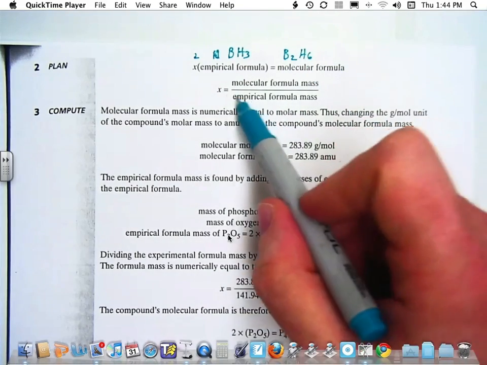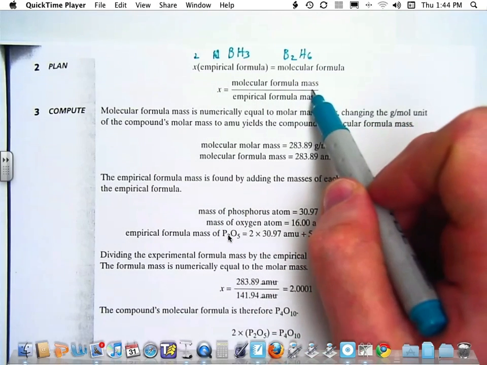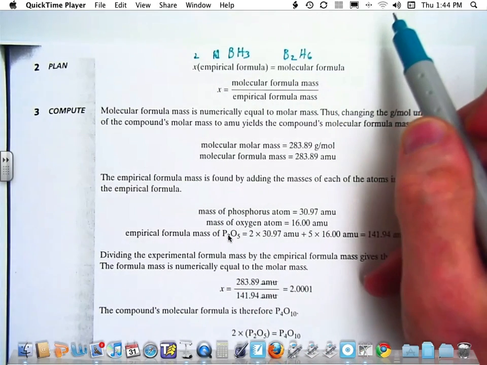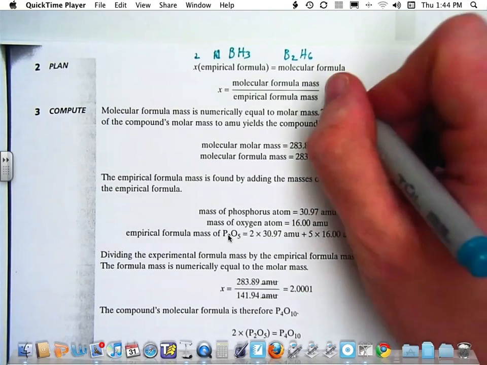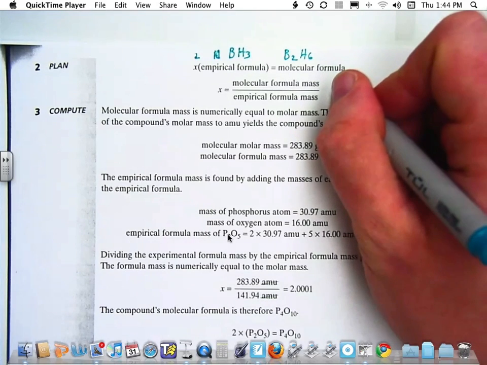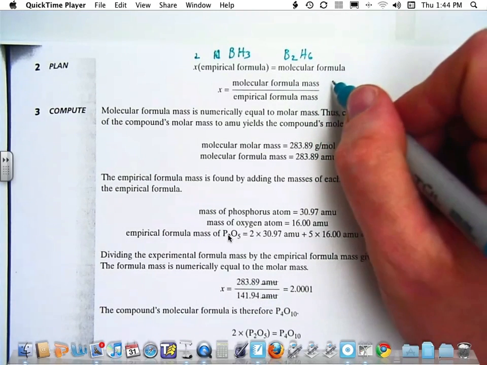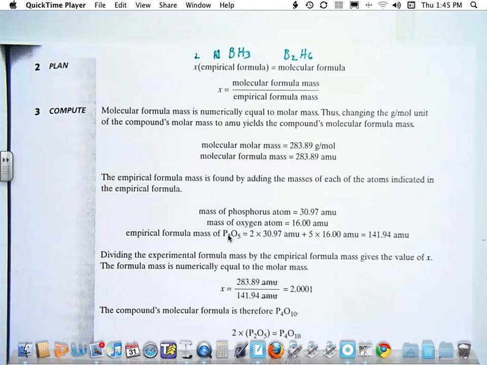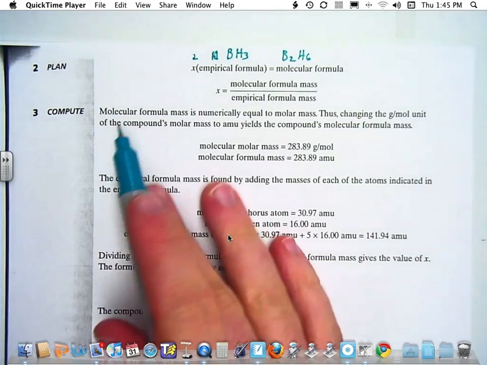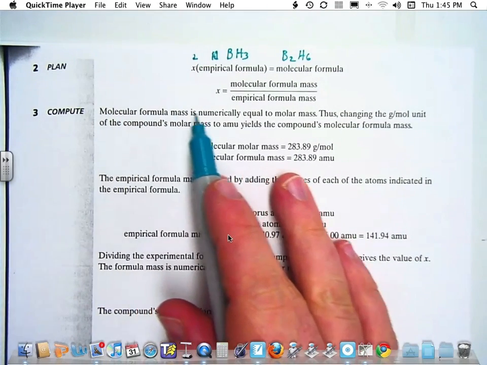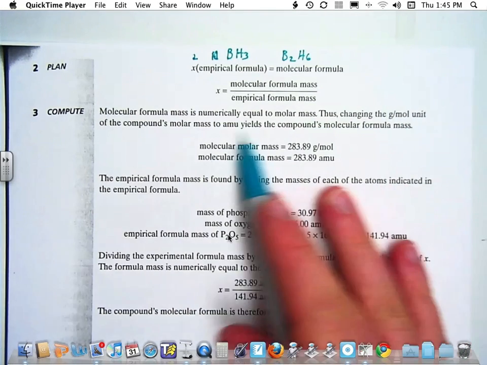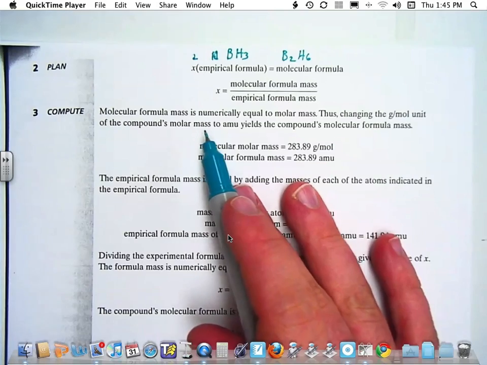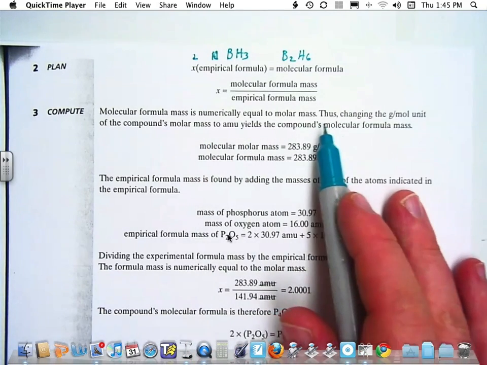We also know in our plan that X equals the molecular formula mass divided by the empirical formula mass. What is the molecular formula mass again? That is the weight in AMU for the molecule itself, and the empirical formula mass is the weight in AMU of the empirical formula. So it says the molecular formula mass is numerically equal to the molar mass. Thus, changing the gram per mole unit of the compound's molar mass to AMU yields the compound's molecular mass.